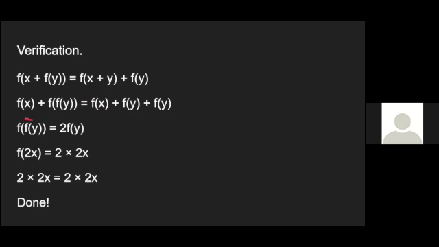Then we're left with f of y equals 2f of y again, because it's just these two terms. So then we can assume that if we plug 2x back into our equation, f of 2x equals 2 times 2x. And since f of x is 2x, f is 2, and 2 times 2x is 2 times 2x. And we're done.